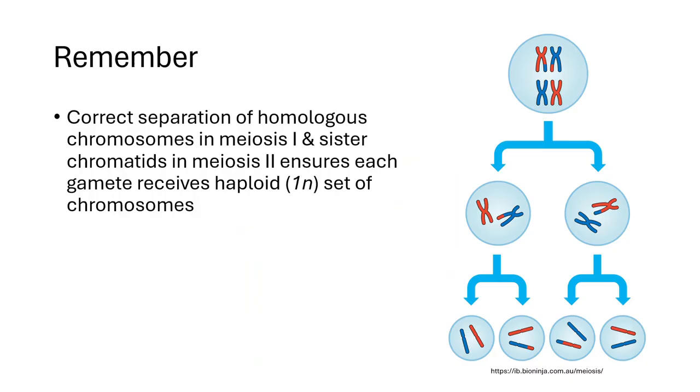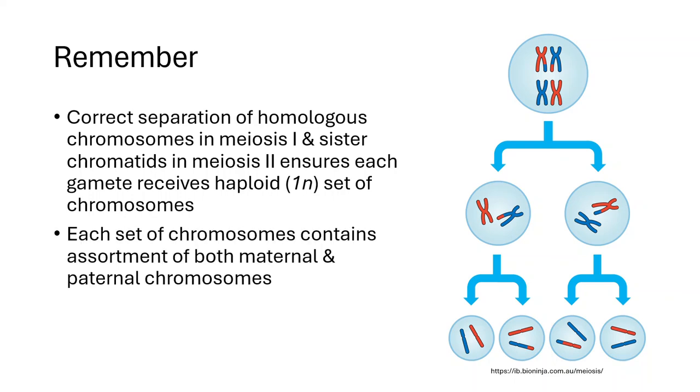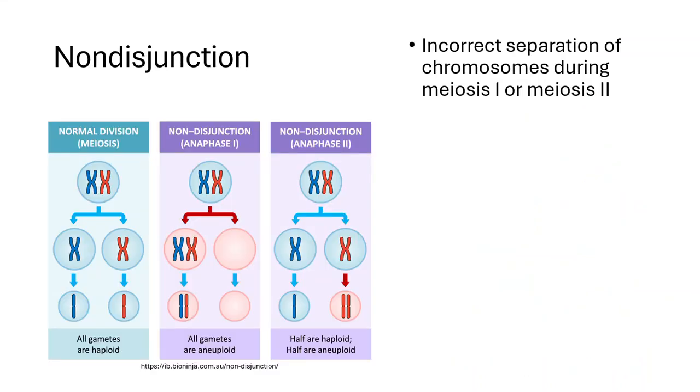So just a reminder, meiosis separates homologous chromosomes during meiosis 1 and sister chromatids during meiosis 2, and the end result is haploid gametes, each of which receives a full set of chromosomes with a mix of both maternal and paternal chromosomes. Now, this process can go wrong. You can have something called nondisjunction occur.